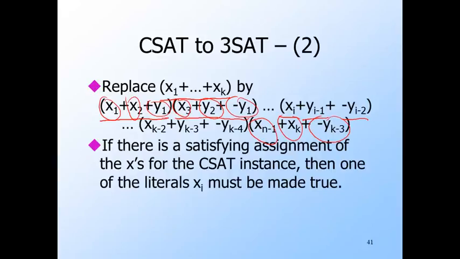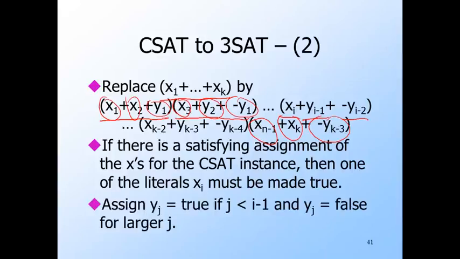We need to show that when we make this change, the new expression is satisfiable if and only if the original expression was. For the first direction, we'll show that if there is a satisfying truth assignment for the original expression, then we can extend this truth assignment to also provide truth values for the y's that will make the AND of all new clauses true. So suppose that there is a satisfying truth assignment for the original expression. Then this assignment makes at least one of the literals, the x's, true. Say it makes xi true.